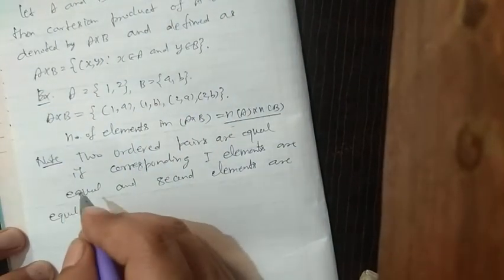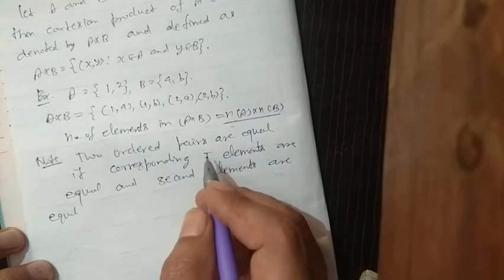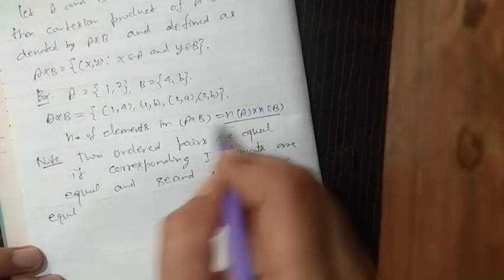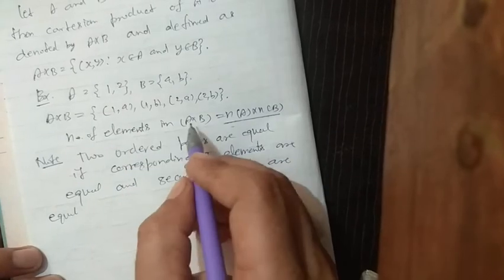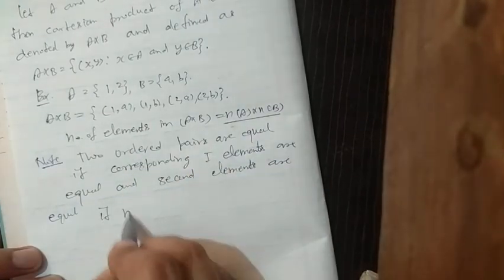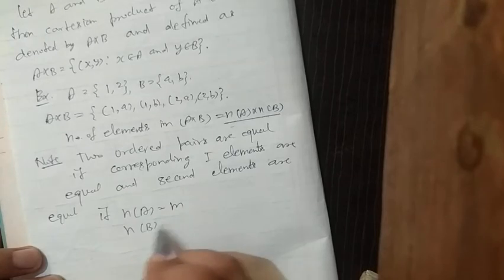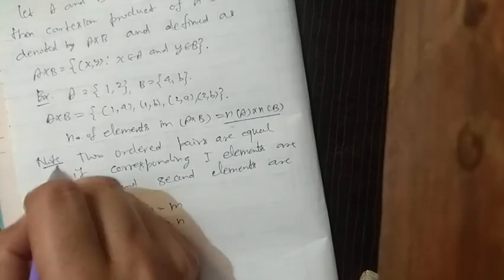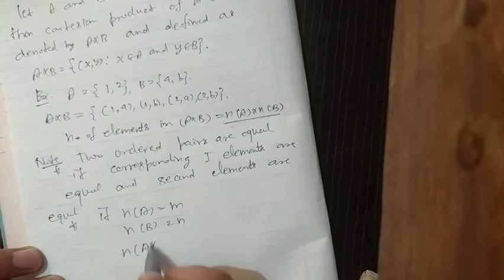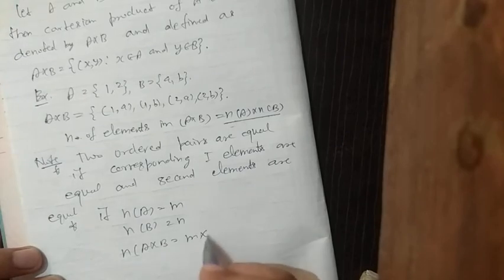If there are p elements in A and q elements in B, then the number of elements in A cross B we discussed above. If n(A) is m and n(B) is n, then the number of elements in A cross B is equal to m into n.